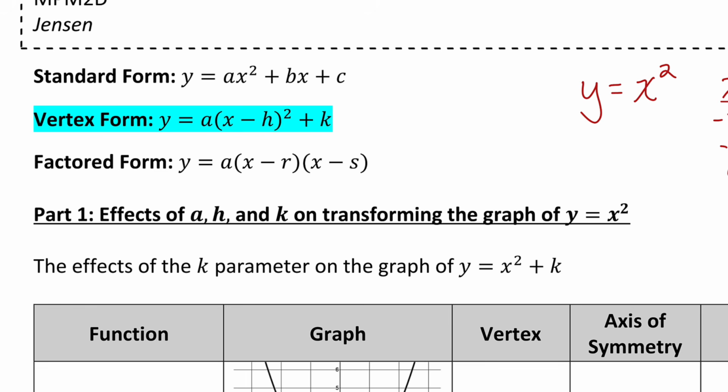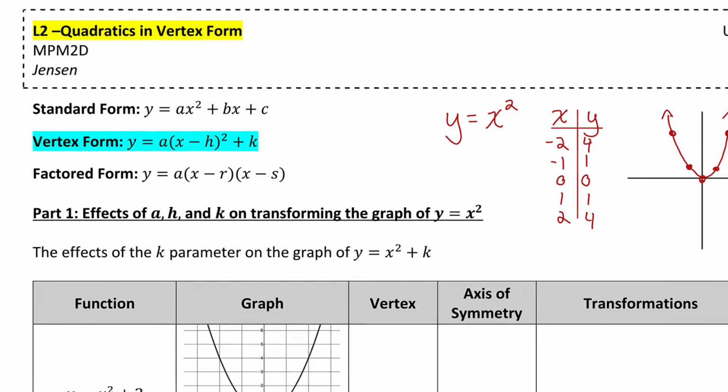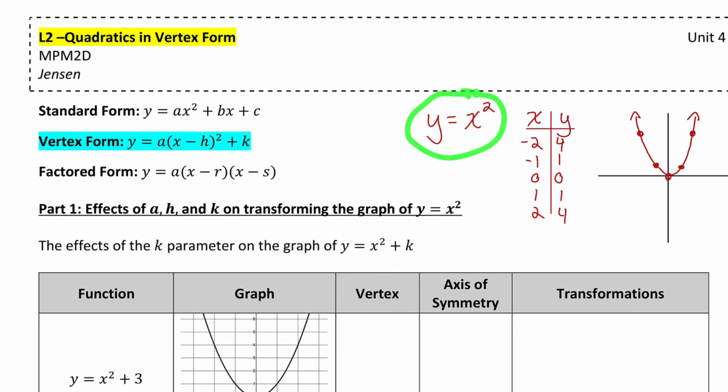What I want you to understand by the end of this lesson is how these three parameters, a, h, and k, transform this y equals x squared function and how they manipulate its graph. It's going to cause some shifts up, down, left, right, and also some stretches and compressions and reflections. So one by one, let's manipulate these a, h, and k values and see how they change the graph of y equals x squared.